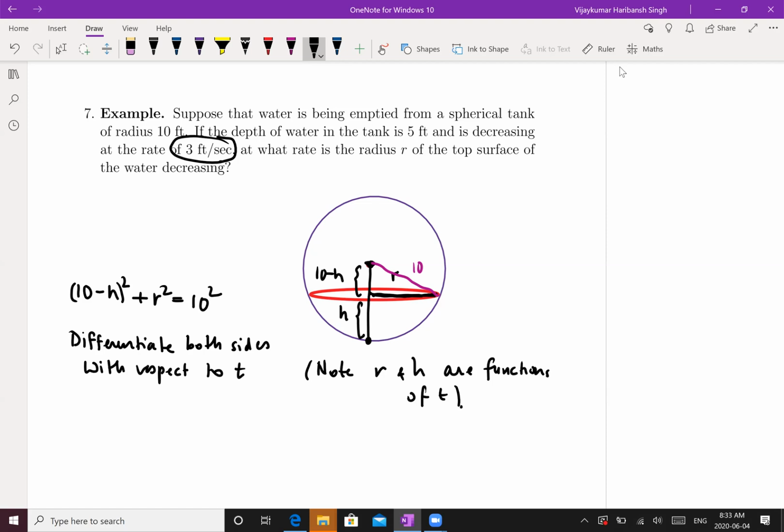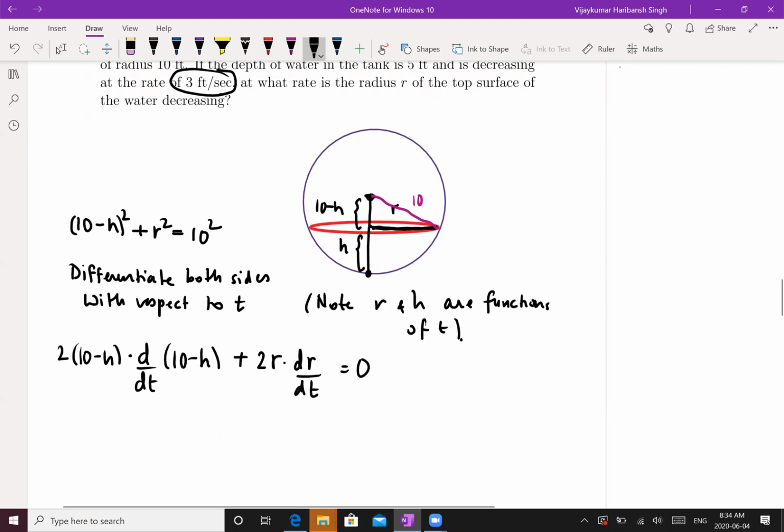So what is the derivative of this? This is going to be 2 times (10 minus h) times the derivative of 10 minus h. Let me just write it down. Similarly, the derivative of r square is 2r times dr by dt, equals 0. This is a consequence of the chain rule. Now, if I do this part, I get 2 times (10 minus h) times minus dh by dt plus 2r dr over dt equals 0.